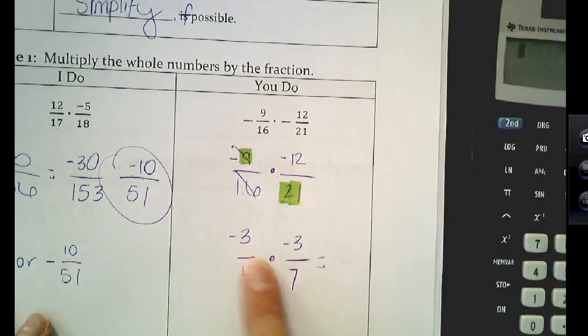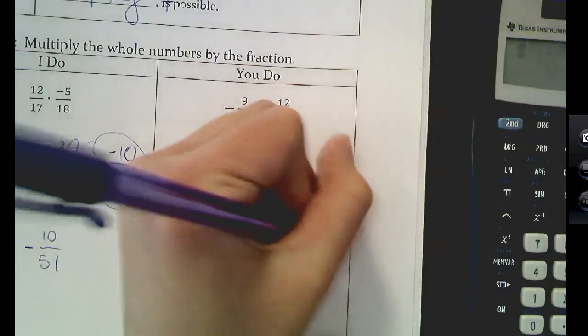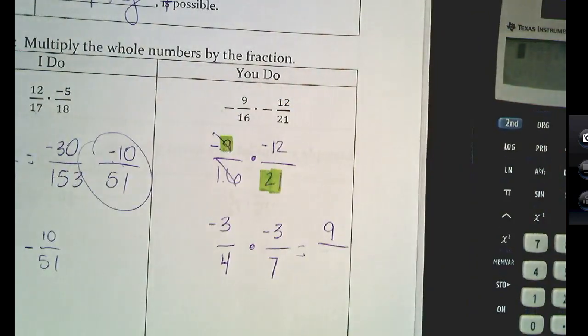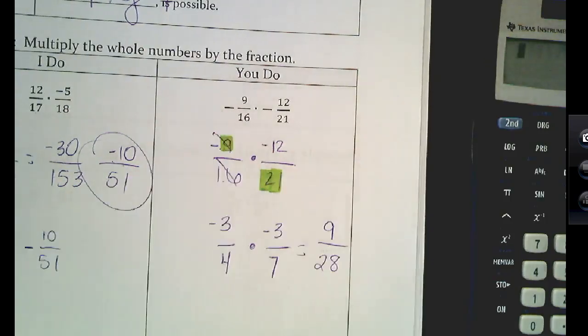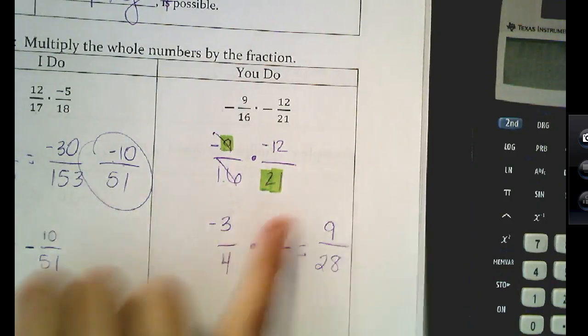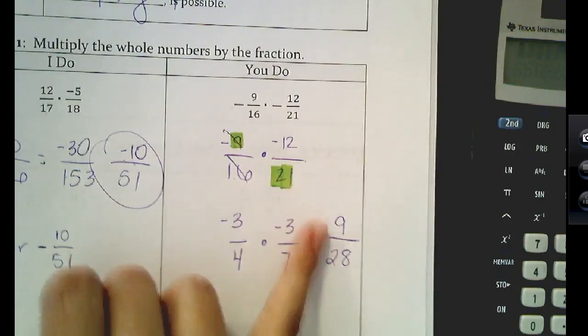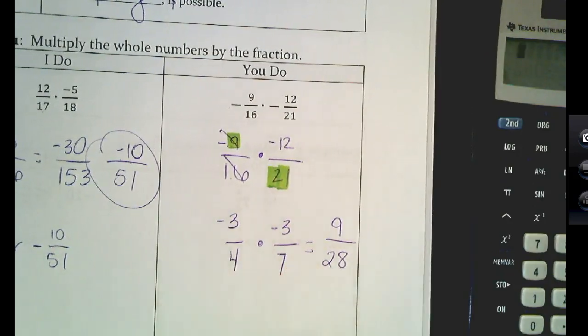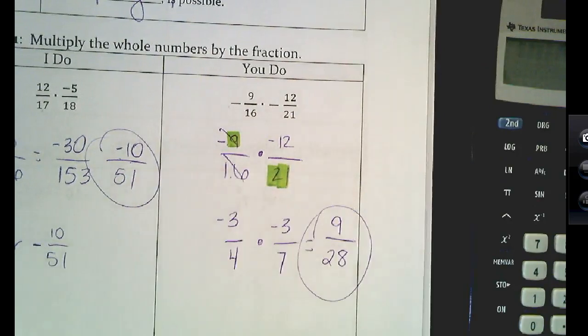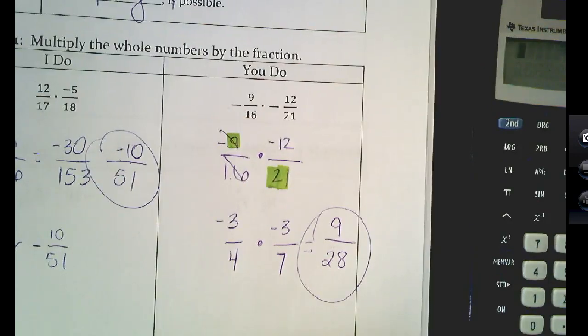What's a negative 3 times a negative 3? Positive 9. Good catch, yep. And what's 4 times 7? 28. Yep, so we get 9 28ths. We got to look to simplify. What can we divide 9 by? 9 or 3. Could we divide 28 by 9 or 3? Nope. So this is my final answer. 9 28ths.